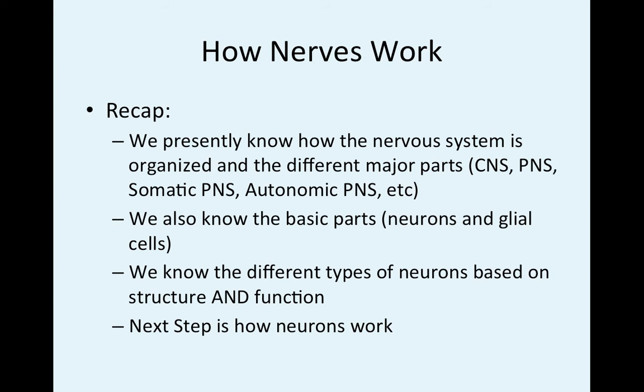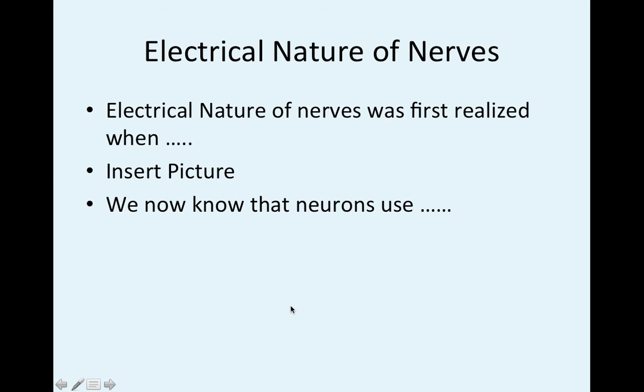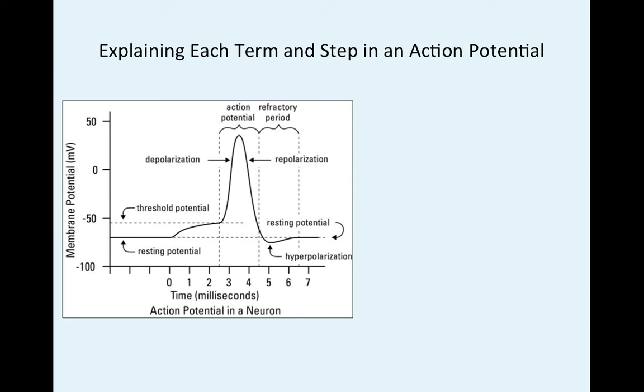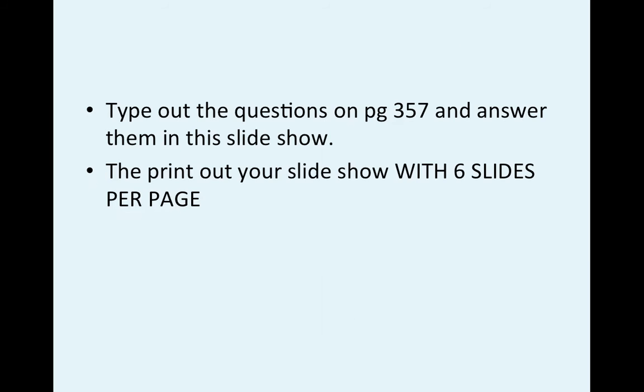All right, so we presently know how the nervous system is organized into the different major parts, the CNS, the PNS, the somatic PNS, the autonomic PNS, etc. We know the basic parts, the neurons and the glial cells. And we know the different types of neurons based on their structure and function. Again, I'm going to be focusing on function, not structure. The next step is how neurons work. The electrical nature of nerves was first realized when, okay, we're just going to skip over this. So these are action potentials.